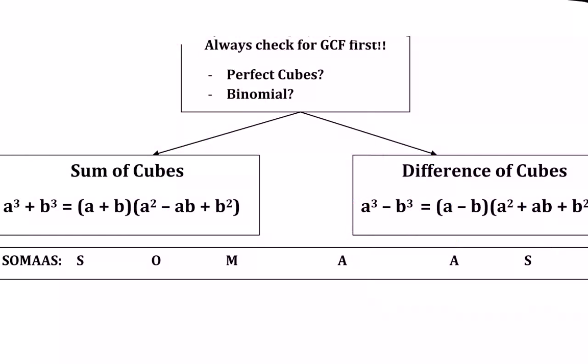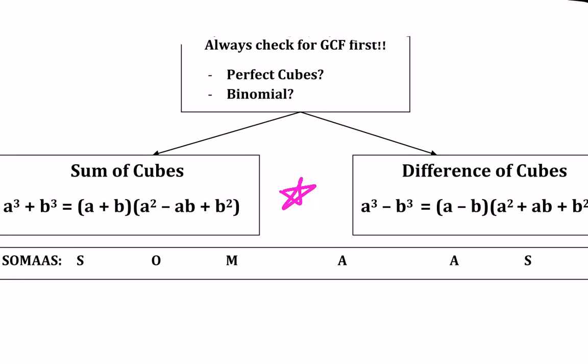Okay. The next thing we're going to talk about is a sum and difference of cubes. It's kind of similar to a difference of squares, but we're looking for cubes now. So it's still going to be a binomial, and you want perfect cubes. So here are these two complicated formulas that, if you want, you can memorize.